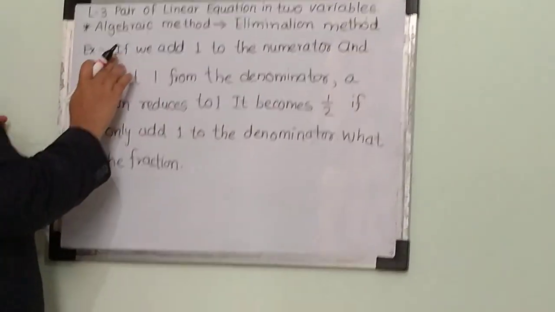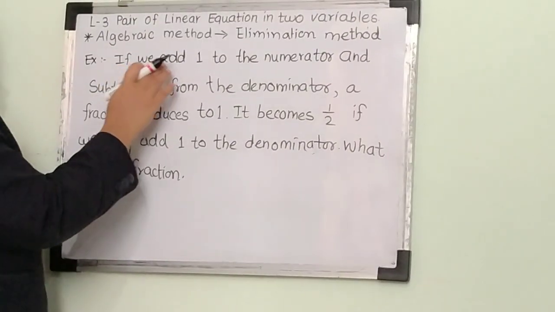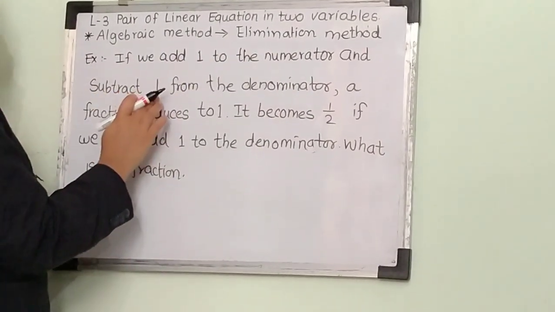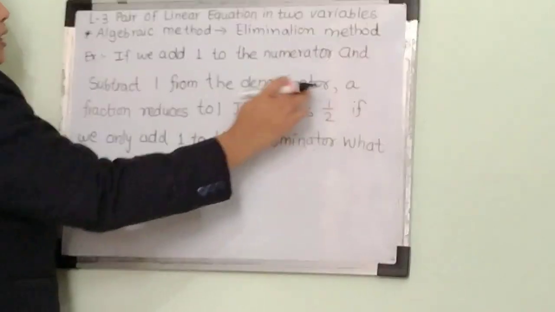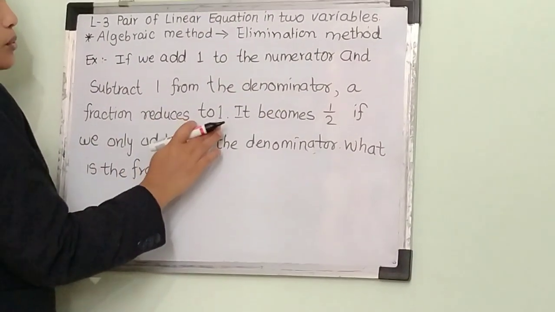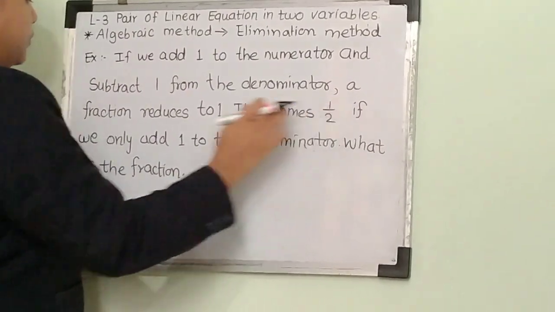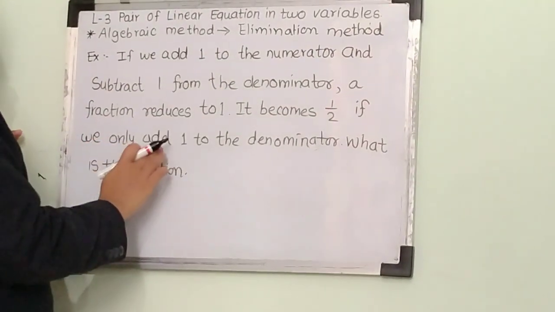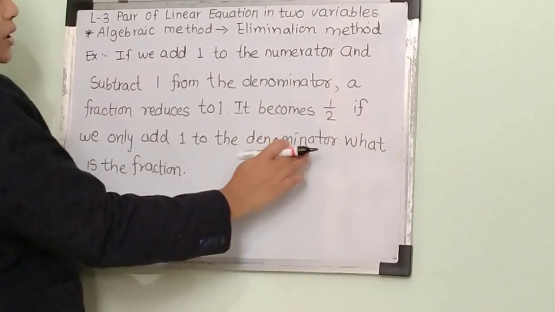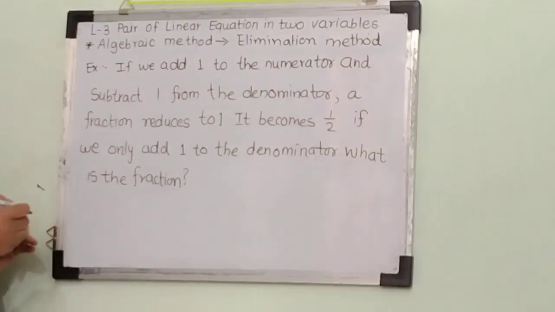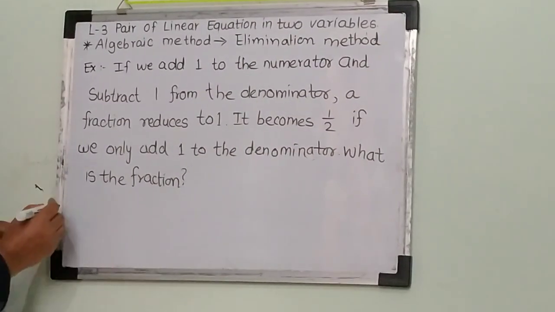Here I am taking one word problem. The example is: if we add 1 to the numerator and subtract 1 from the denominator, a fraction reduces to 1. It becomes half if we only add 1 to the denominator. Then what is the fraction? So here we have to find out the fraction.